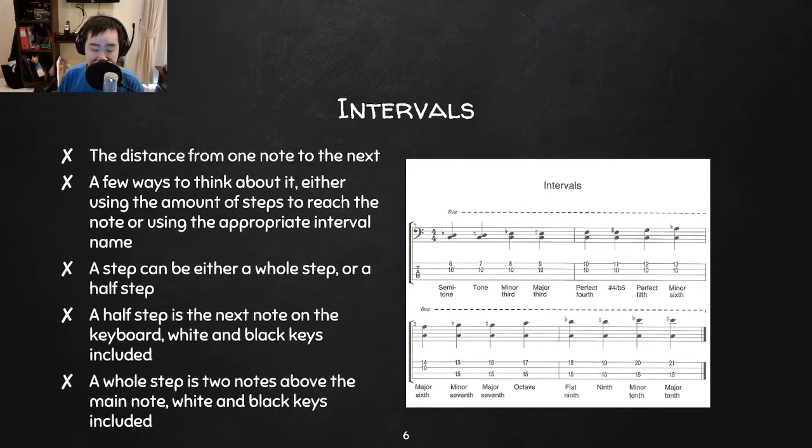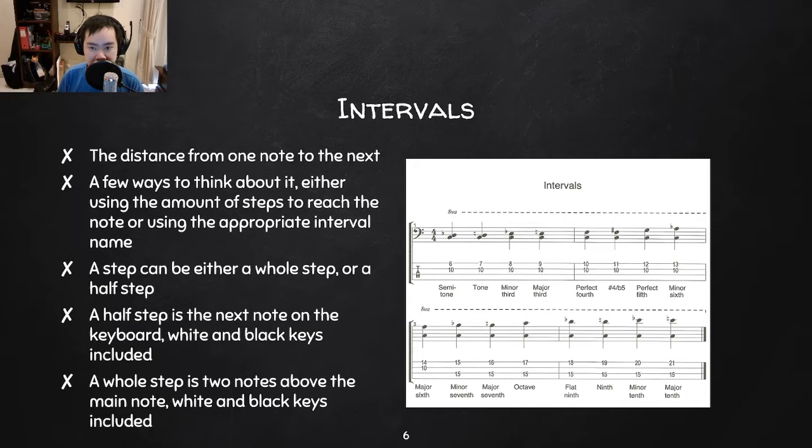Let's try another example. Let's start from E again. So we know that a half step is F. So a whole step is again a half step above our original half step, F, right? White and black keys included, what's the next one to the right of it? Oh, yes, it's an F sharp, right? So the whole step from an E is an F sharp. So that's the way you can think about it.